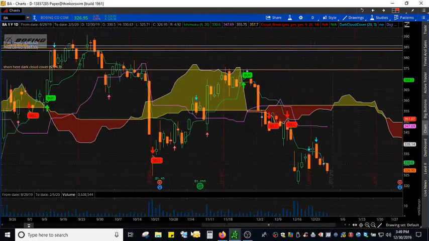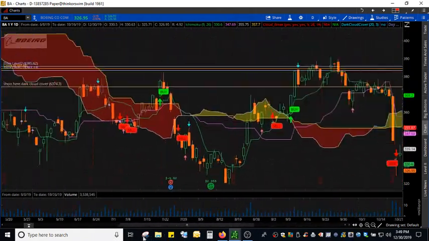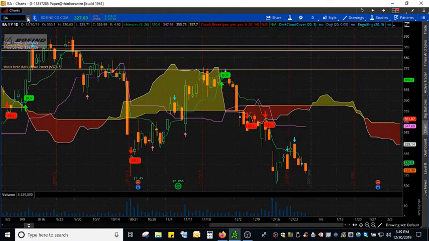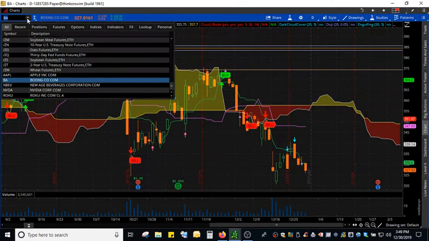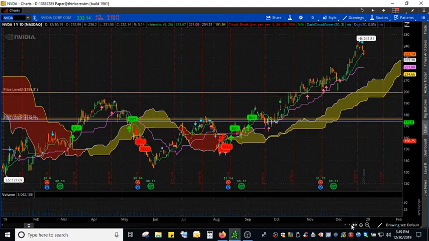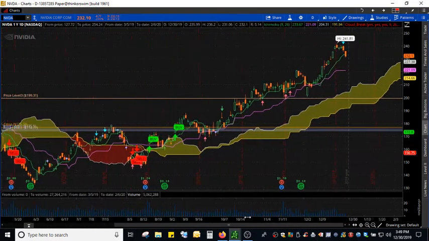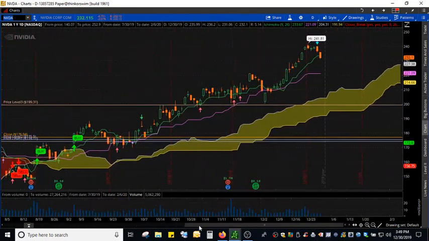But again, choppy market. It's hard to trade Ichimoku, and I don't think anybody really would have wanted to be trading Boeing during this time with any type of chart, whether it's Ichimoku or anything else. Boeing just wasn't a friendly trade recently.